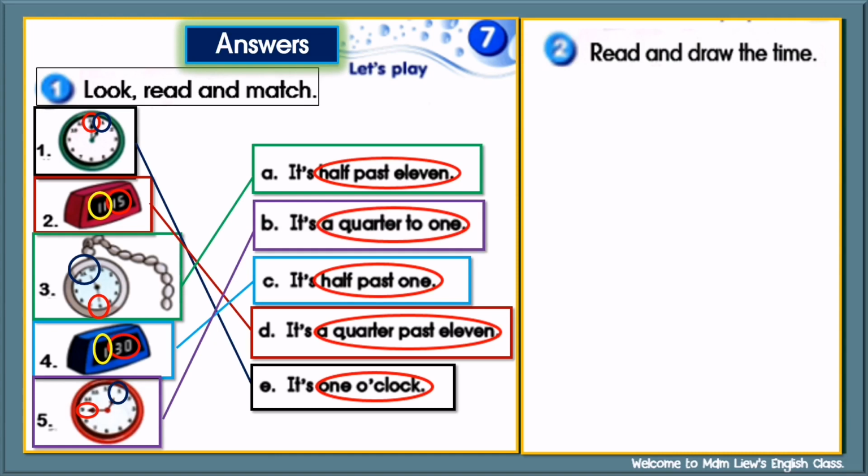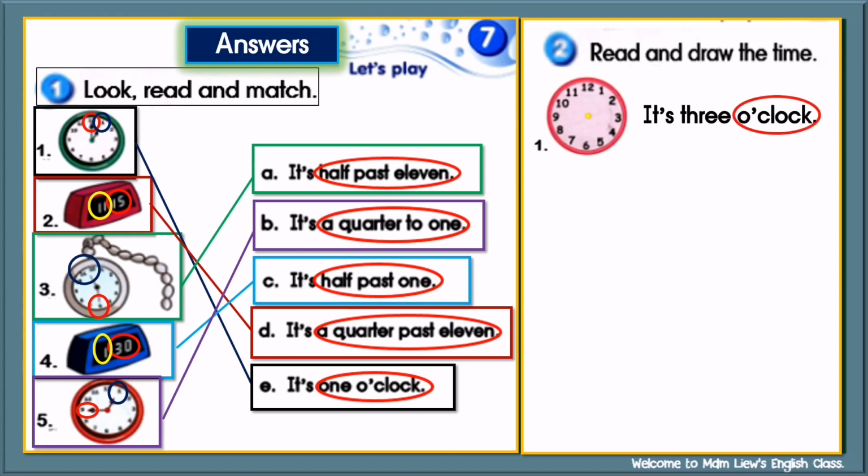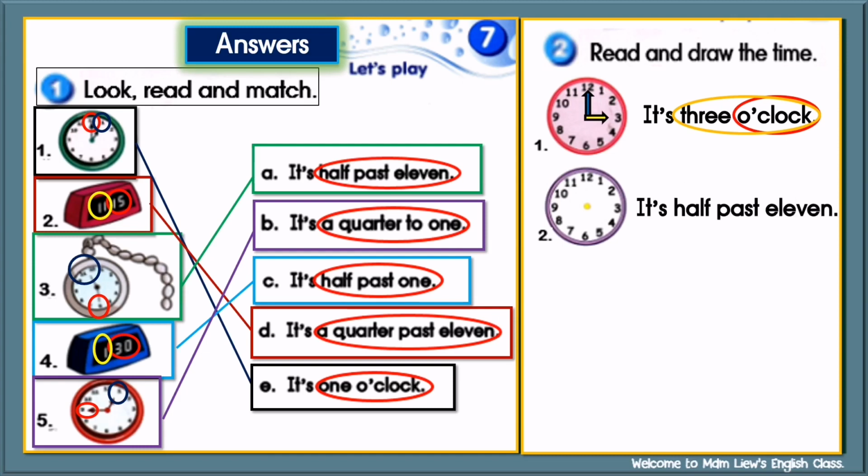Activity 2. Read and draw the time. Number 1. It's 3 o'clock. O'clock. The minute hand should be pointing at number 12. 3 o'clock. The hour hand should be pointing at number 3. Number 2. It's half past 11. Half. The minute hand should point at number 6. Past 11. The hour hand should point between number 11 and 12.